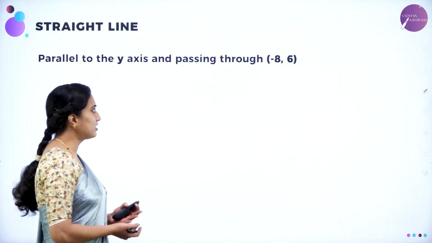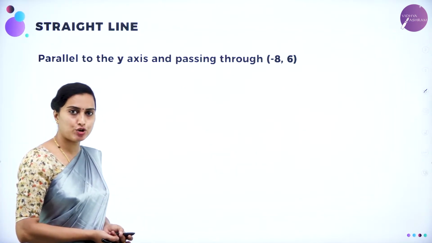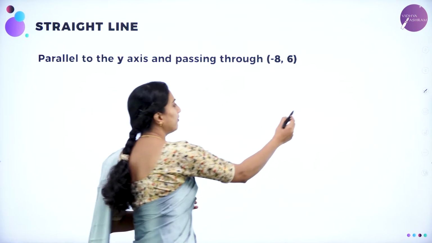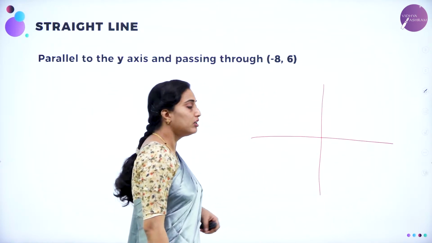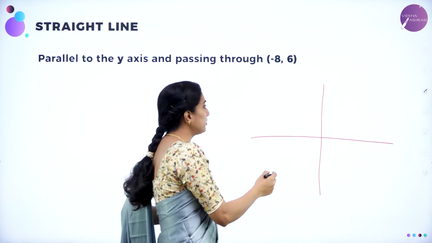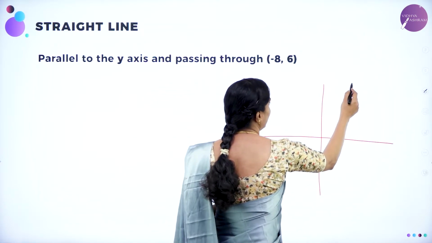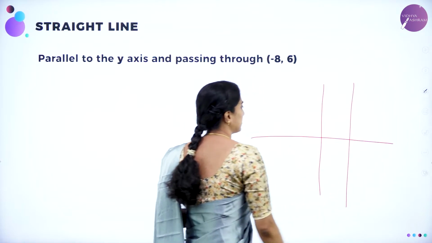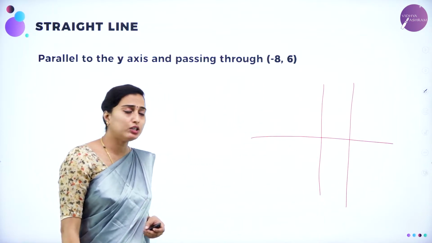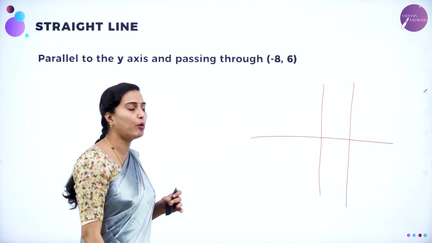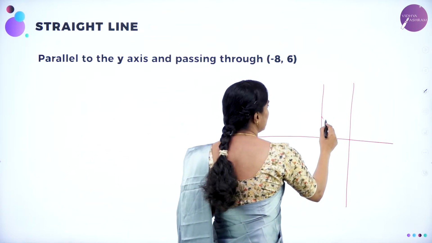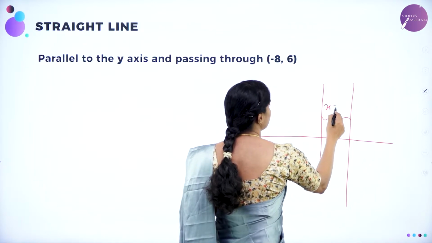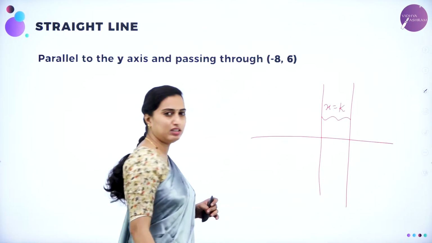Parallel to the y-axis and passing through minus 8, 6. What is parallel to the y-axis? So this is the line you are having. So parallel to the y-axis and passing through the point minus 8, 6. What is the equation given by? This equation is given by x is equal to k or a or b, isn't it?